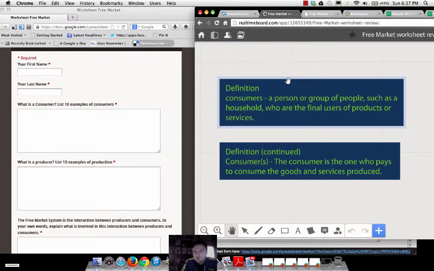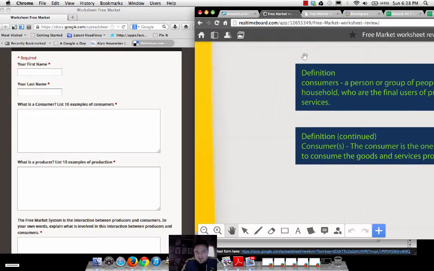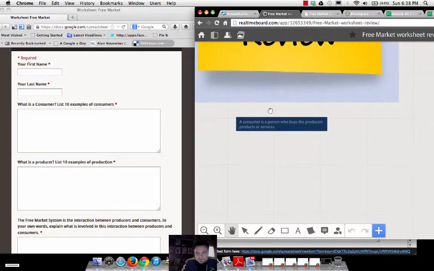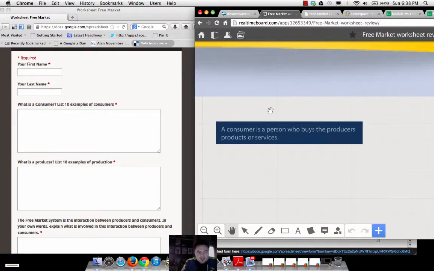So here we have two definitions. Consumer: a person or group of people, such as a household, who are the final users of products or services. Furthermore, we found another definition that stated the consumer is the one who pays to consume the goods and services being produced. So with that definition in mind, a possible answer for this question, what is a consumer, is: a consumer is a person who buys the producer's products or services.